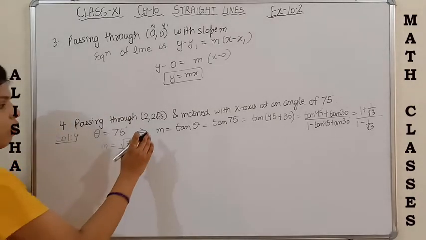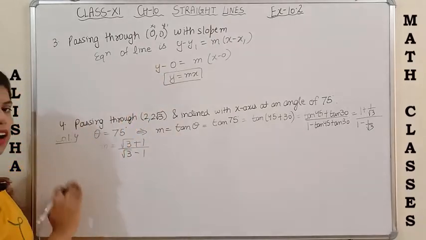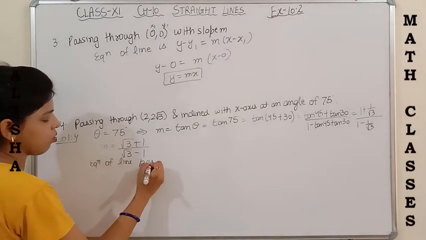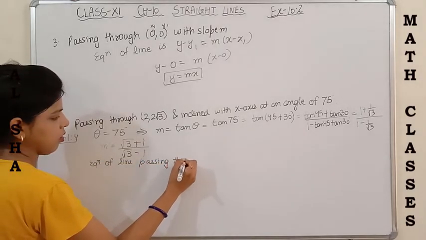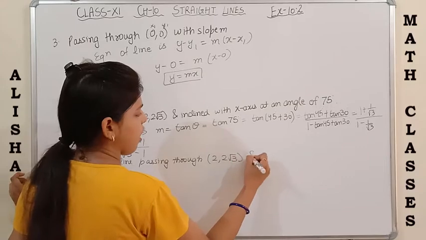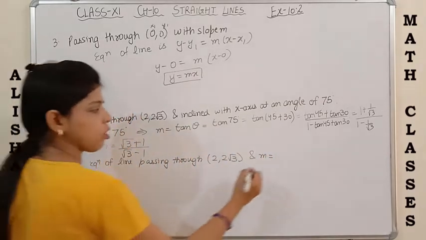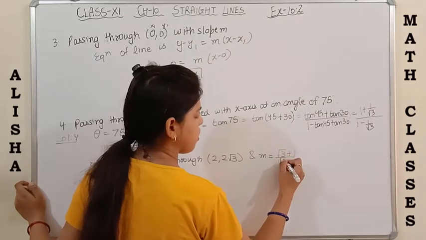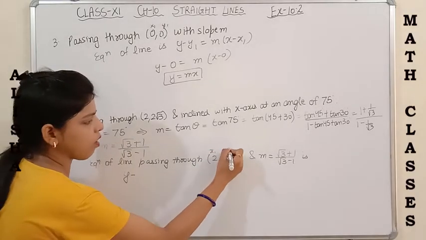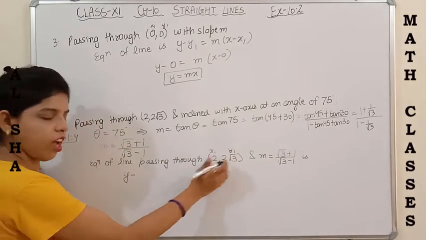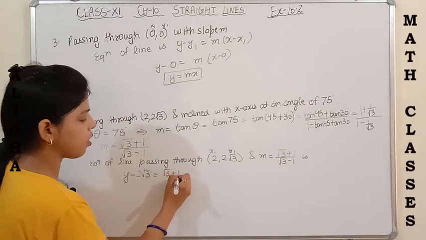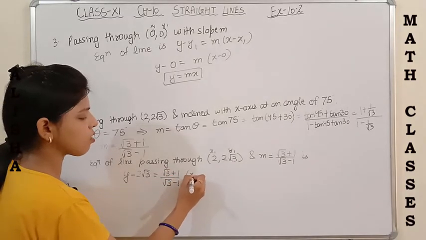Now the slope is given, the point is given, so again you will have to use the same formula. Therefore the equation of the line passing through the point with y-coordinate 2 root 3 and slope equal to root 3 plus 1 upon root 3 minus 1 is given by the formula y minus y1. Write down here x1, y1. y minus y1, y1 is here 2 root 3, is equal to m. What is m here? Root 3 plus 1 upon root 3 minus 1 into x minus x1.